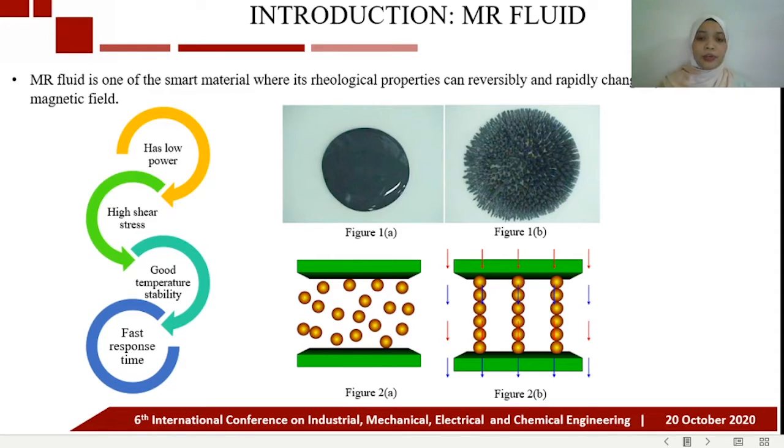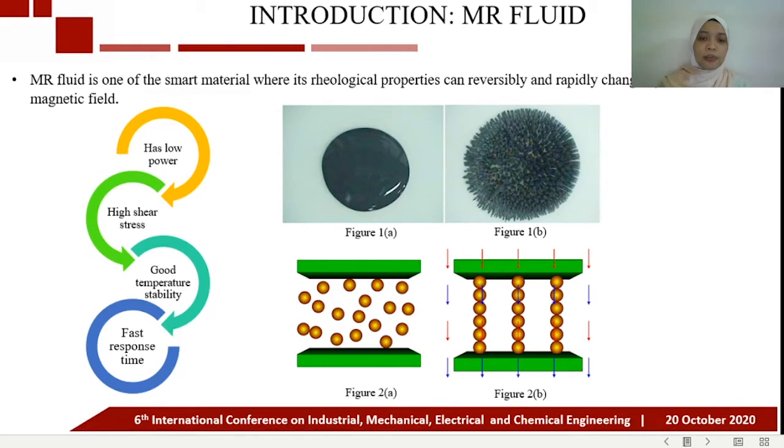As shown in figure 1a, it is a pure MR fluid where there is no applied magnetic field. The condition of MR fluid without a magnetic field is like a normal liquid, but in the presence of a magnetic field, the condition can be seen as shown in figure 1b. The MR fluid will change its state from liquid to semi-solid state.